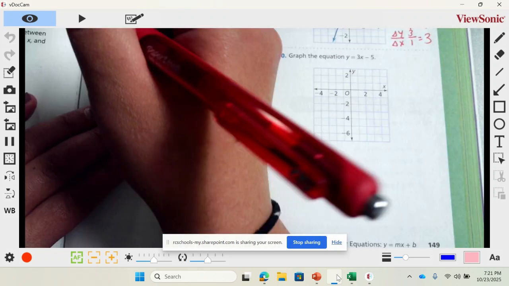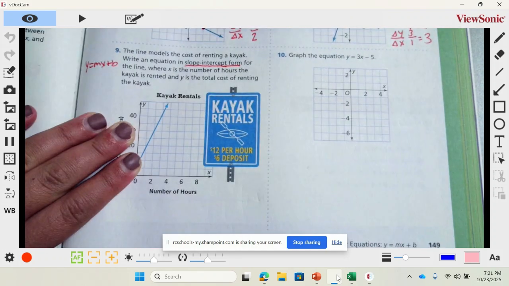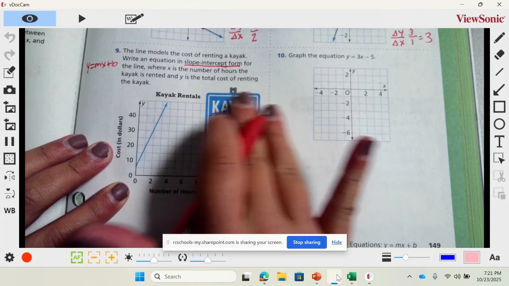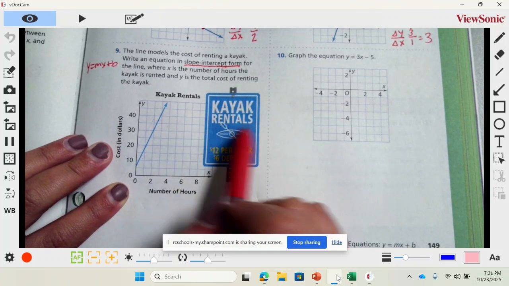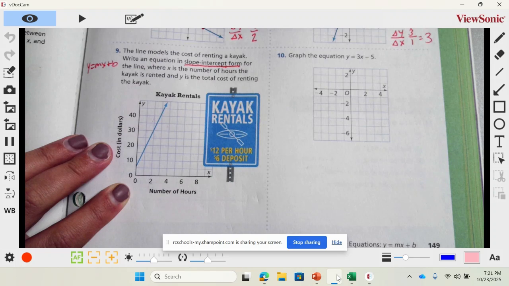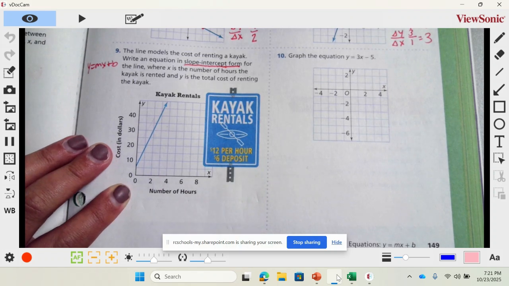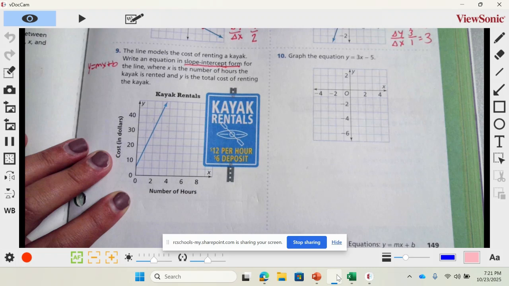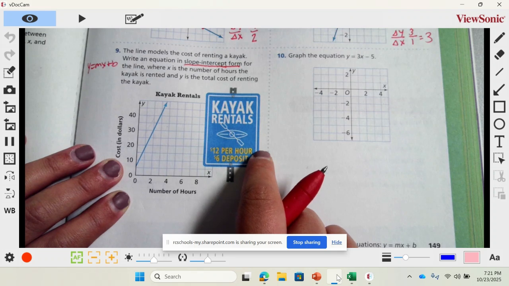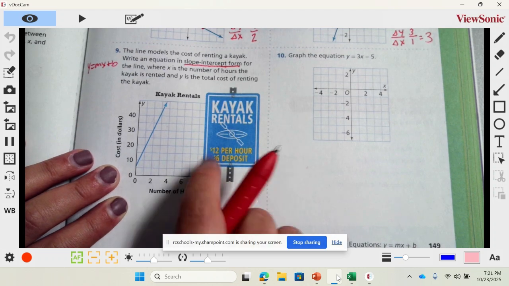Well, again, our slope-intercept form is that Y equals MX plus B, okay? That's the form that we want. Now, notice over here, they also gave us some information. They said kayak rentals, $12 per hour, $6 deposit, okay? $12 per hour. What does that kind of sound like? It should sound like a rate of change, right? Because you're saying for every $12, it's an hour that you get to rent that kayak, okay? And then a $6 deposit.